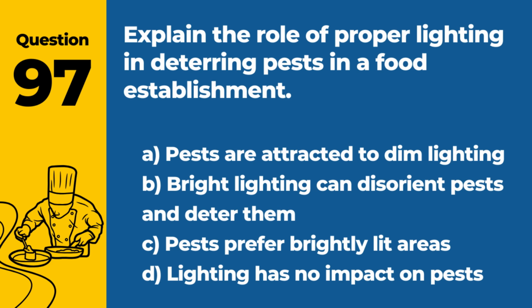Question 97. Explain the role of proper lighting in deterring pests in a food establishment. A. Pests are attracted to dim lighting. B. Bright lighting can disorient pests and deter them. C. Pests prefer brightly lit areas. D. Lighting has no impact on pests. Answer: B. Bright lighting can disorient pests and deter them. Proper lighting, particularly bright lighting, can deter pests as it can disorient them and make the environment less appealing.